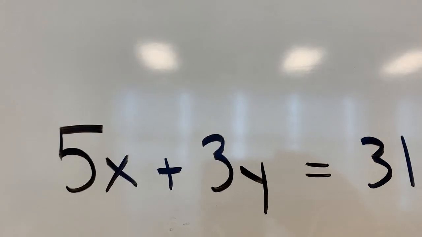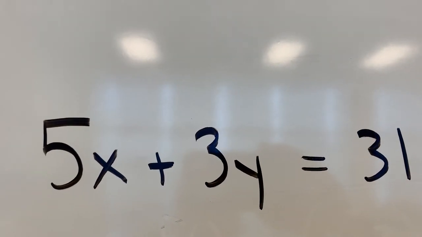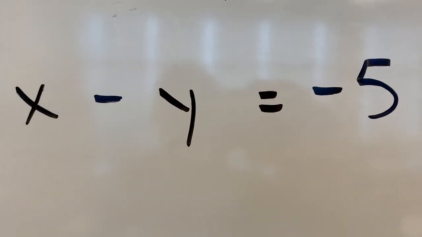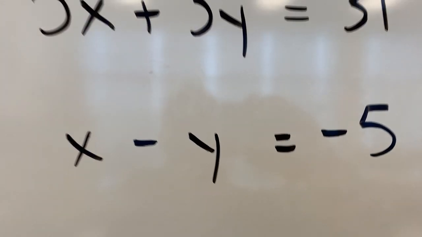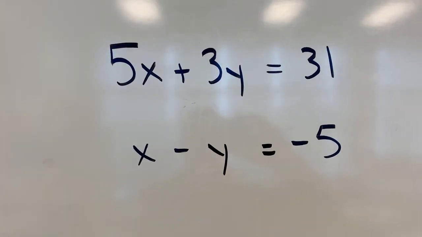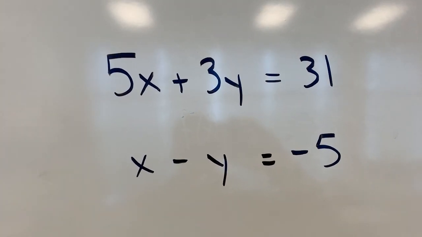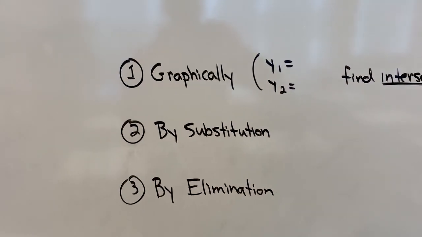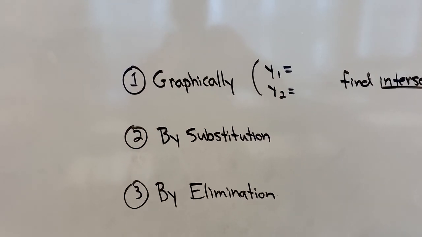Truth is, if you had one equation like that, you wouldn't be able to solve it. Infinitely many things could be true for x and y, and the same thing for having a single equation with two unknowns. But when you have two equations and two unknowns, it can be solved. And the truth is, you learned how to solve it three different ways. You learned how to solve it graphically, by substitution, and by elimination.